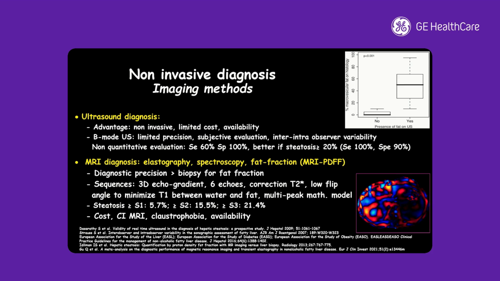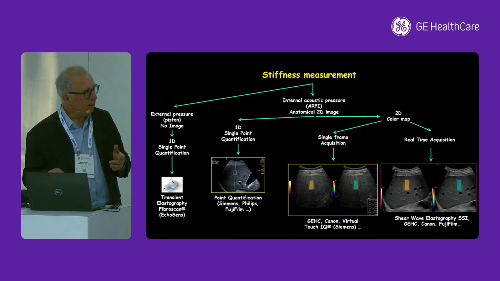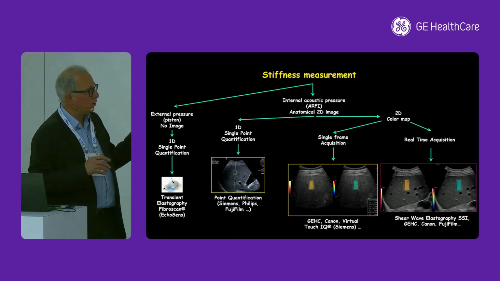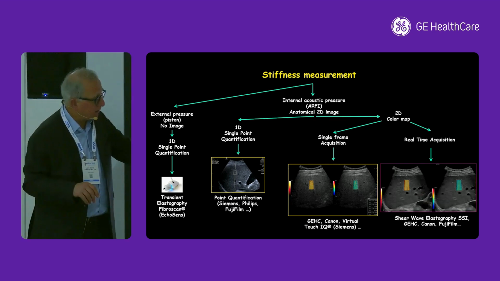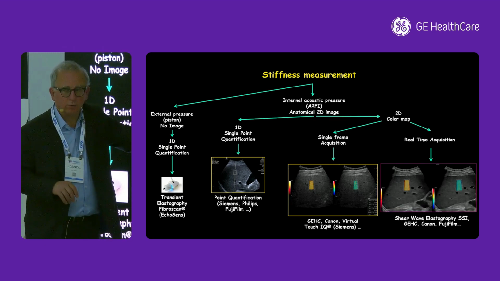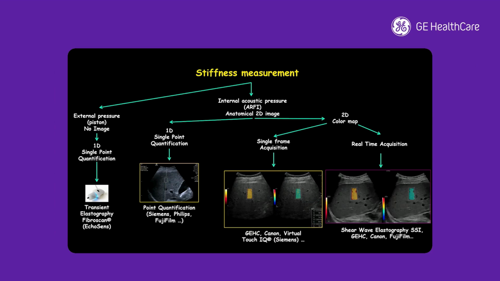And PDFF is the proton density fat fraction, and this is a sequence that really provides you a number, a percentage of fat in the liver, and the threshold varies a little bit depending on the studies. So if you want to do stiffness measurements, you have either the transient elastography, or you can do single point measurements, where you do the measurement at one area, or you do single frame acquisition, or you can even do real-time acquisition.